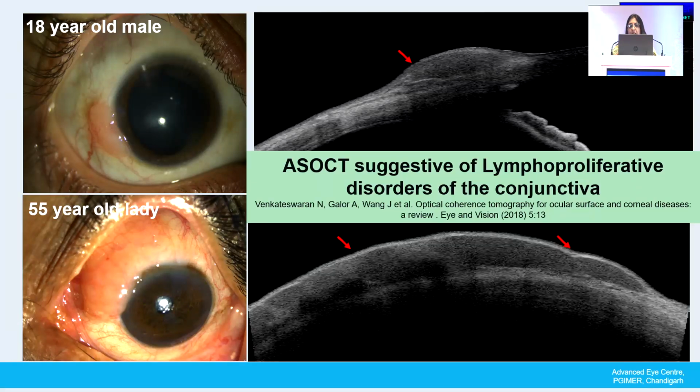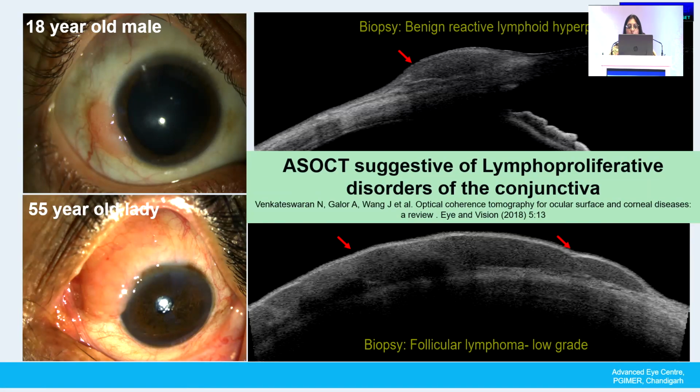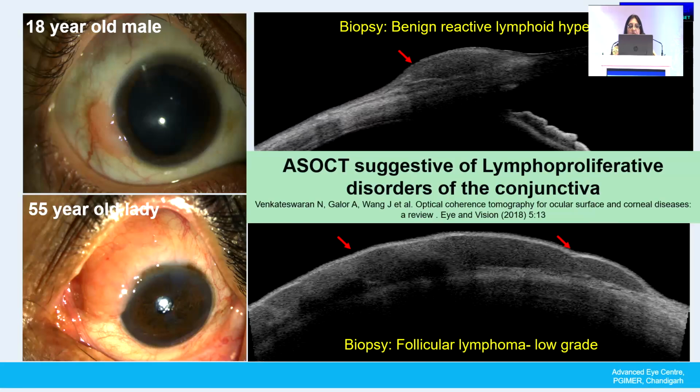Now, lymphoproliferative disorders follow a spectrum from very benign to low-grade malignant and then highly malignant. And so this is what it showed in these patients. On biopsy, the 18-year-old male, who had a history of vernal keratoconjunctivitis, had a benign reactive lymphoid hyperplasia. Whereas the 55-year-old lady had a follicular low-grade lymphoma.